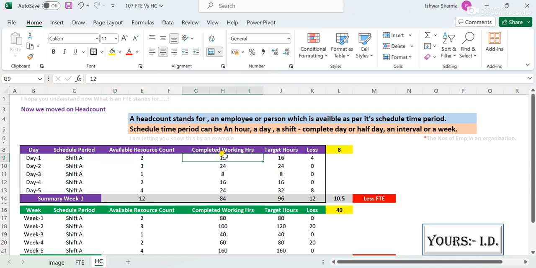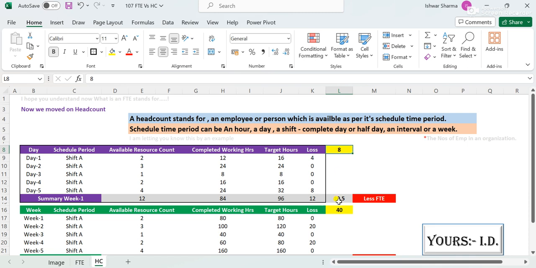He has completed only 4 hours. So that is a 4 hour loss here. And like that, it was 4 employees on day 5. That was day 5. They have completed only 24 hours, and it was a loss of 8 hours for that day. So how many hours of loss do you have? 12 hours. The target per day is 8 hours.